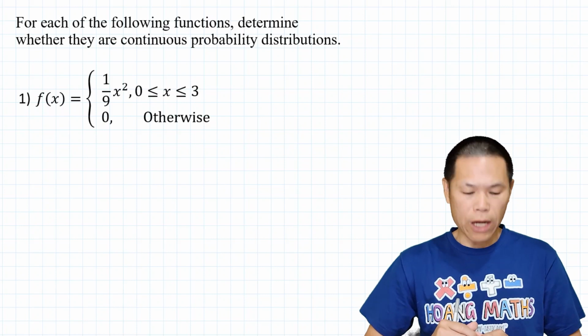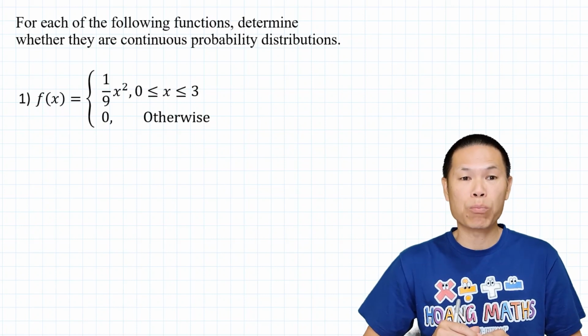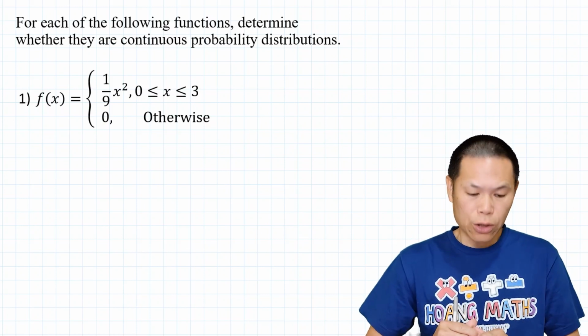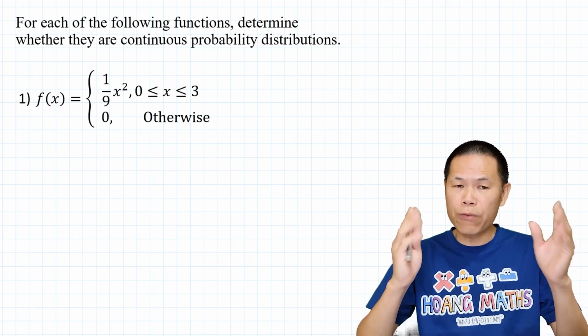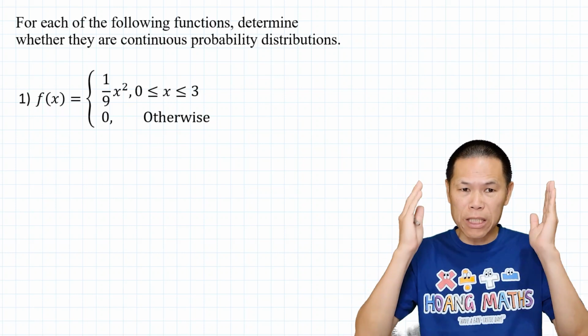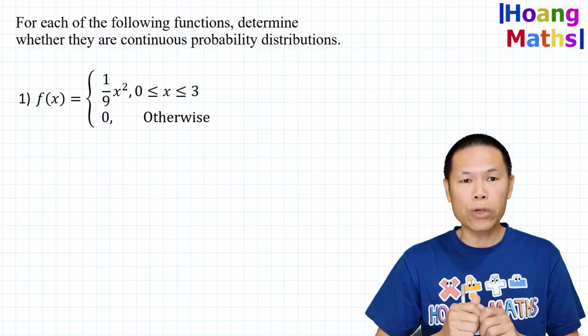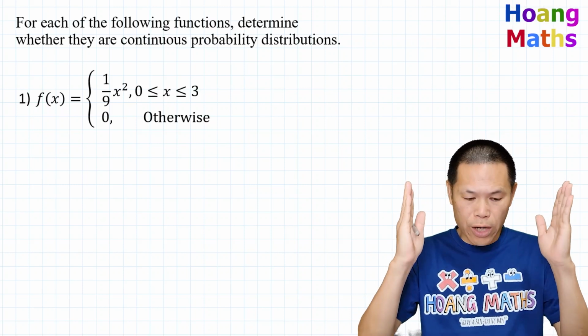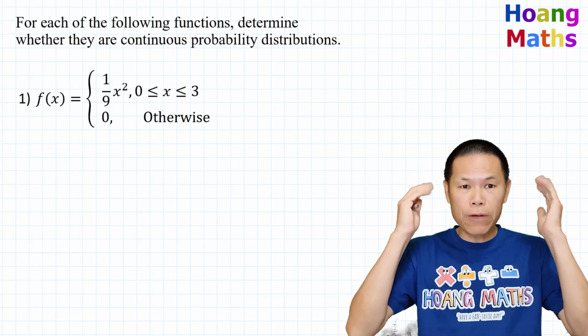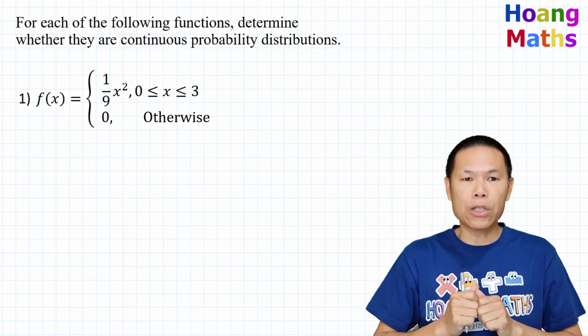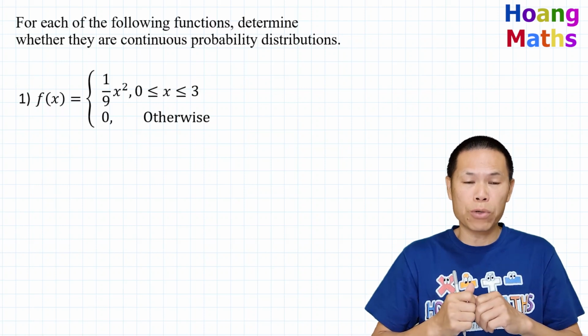First one, to work out whether the function is a continuous probability distribution, we need to work out the area under the curve for a given domain. It must equal 1. So in this case, the domain is 0 to 3. So we need to work out the area between 0 and 3. If it is equal to 1, it is a continuous probability distribution.